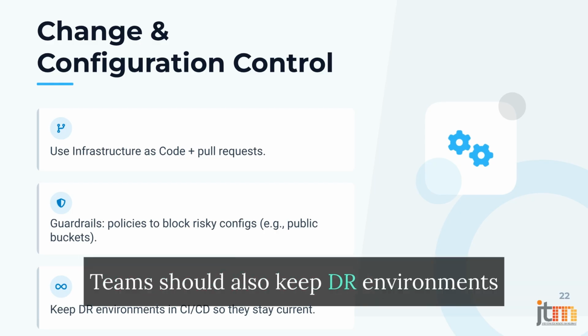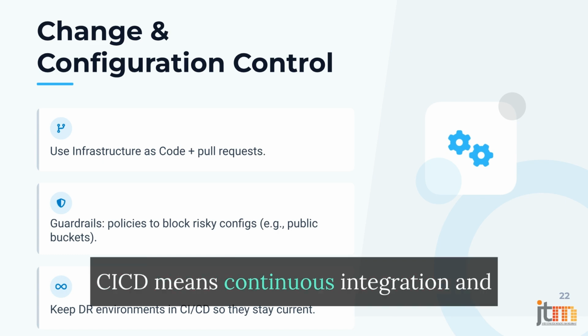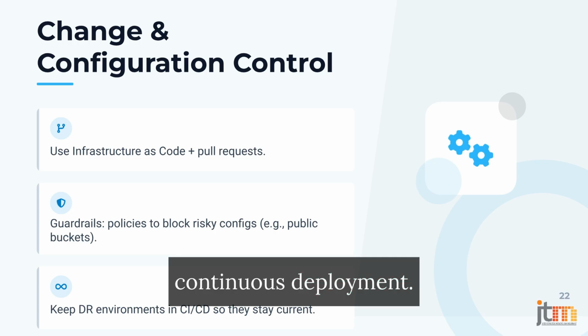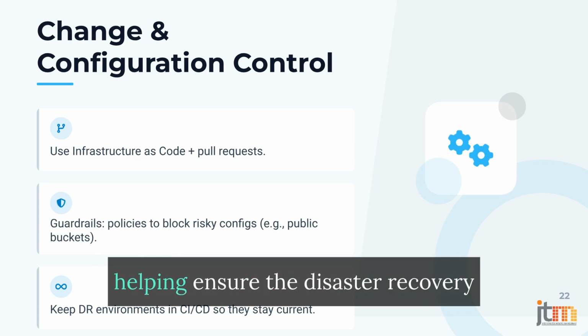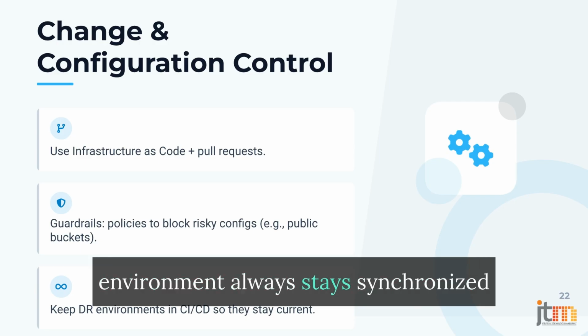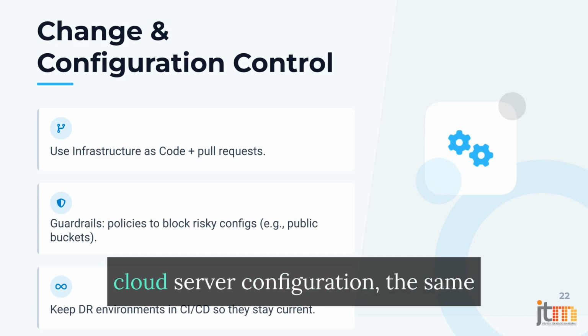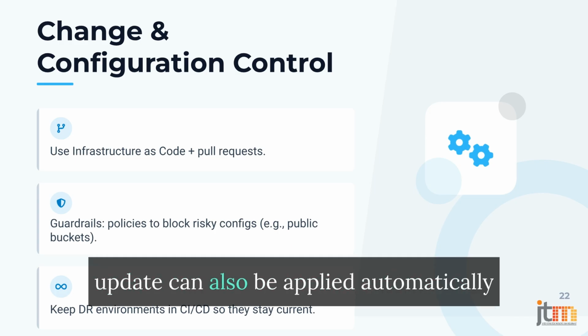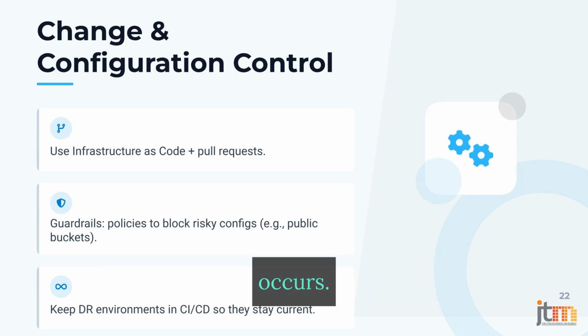Teams should also keep DR environments in CI/CD so they stay current. CI/CD means continuous integration and continuous deployment. It is an automated process that updates and deploys system changes regularly, helping ensure the disaster recovery environment always stays synchronized with the main system. For example, if a company updates its cloud server configuration, the same update can also be applied automatically to the disaster recovery environment so it is ready if a failure occurs.